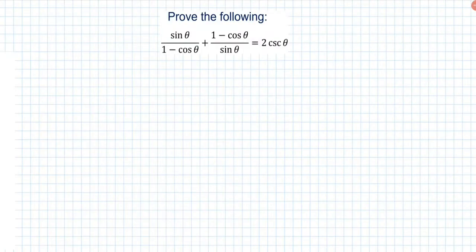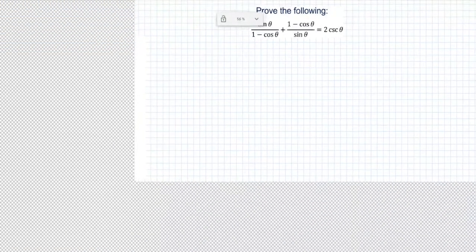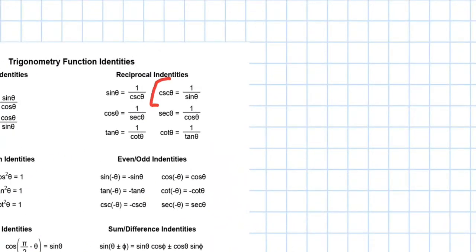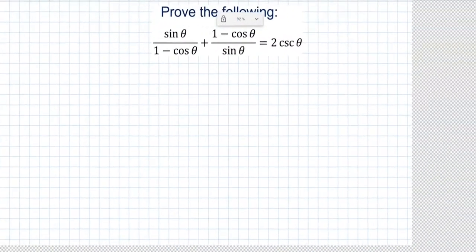As I've said many times before, when it comes to these trig proofs, we like to get everything in terms of sine and cosine. The only trig function here that isn't sine or cosine is this cosecant. So let's go ahead and see how we can replace that. You can see in our trig identity sheet, the cosecant is equal to 1 over sine theta. So we'll go ahead and make that substitution as our step number 1.